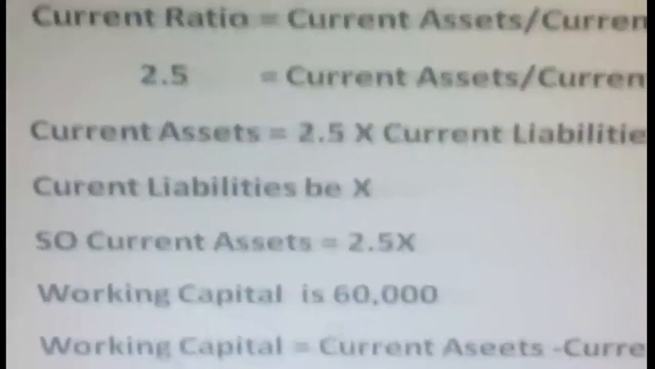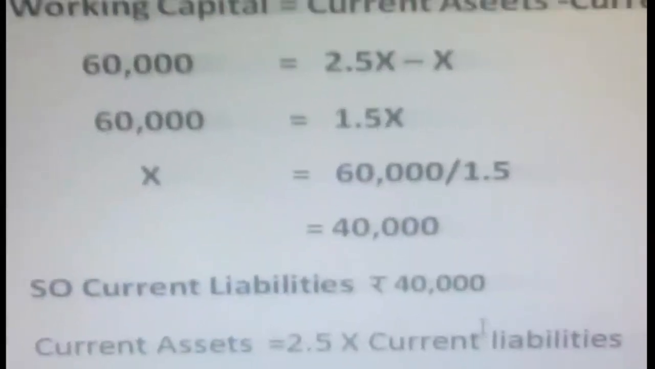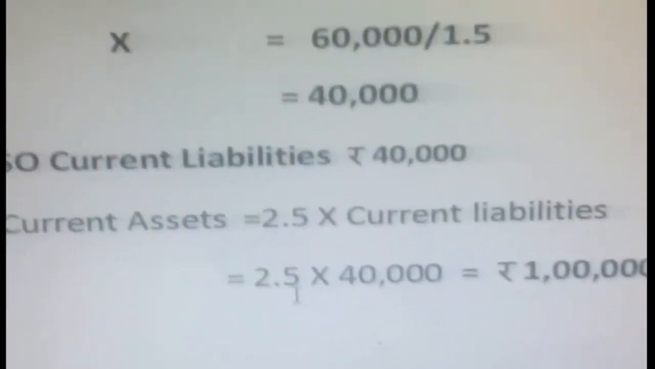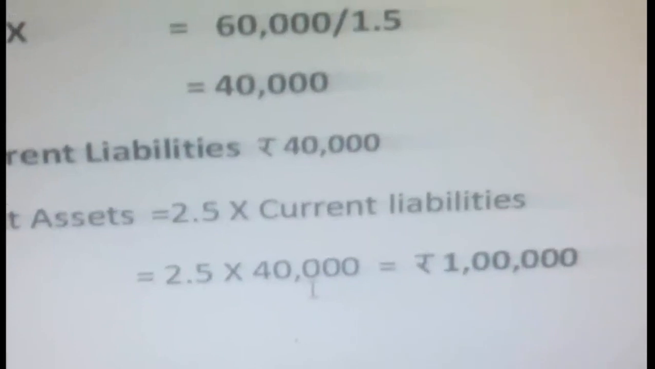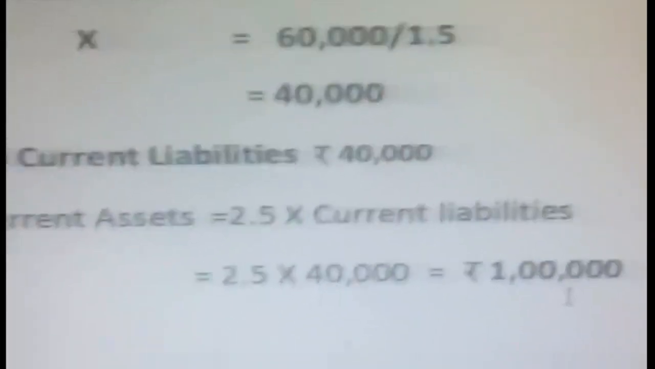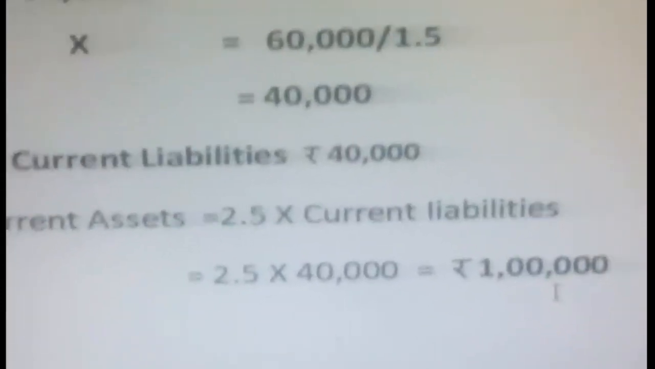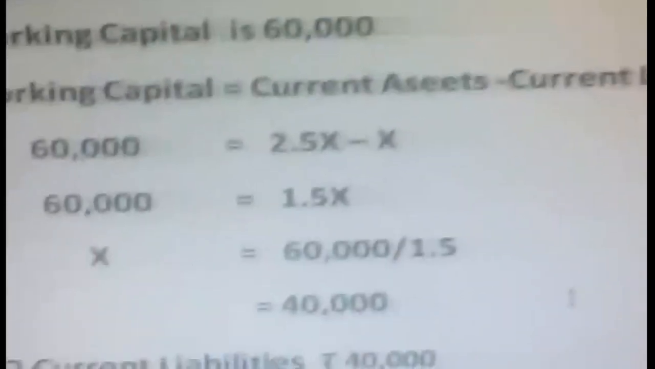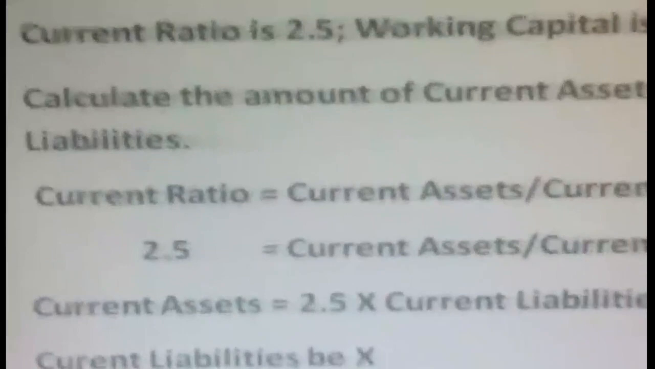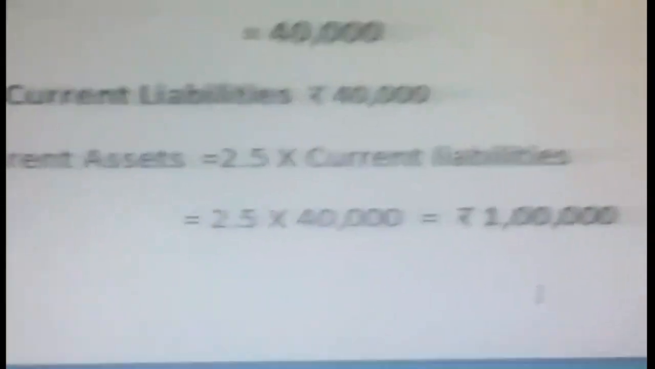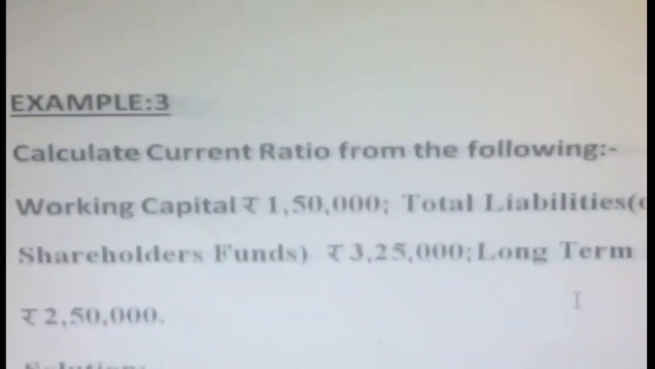See, current assets is equal to 2.5 into current liabilities. In the same manner, now we got the current liabilities. Now you can substitute: current assets is equal to 2.5 into 40,000. It becomes 1 lakh. Okay, now that's what current assets and current liabilities for this problem we identified and prepared easily. Likewise, from the ratio they can ask what is the amount of current assets and current liabilities, in the reverse manner. Okay, that's our second best example about our liquidity ratio.